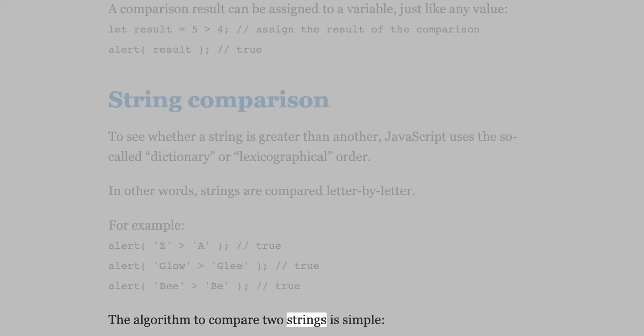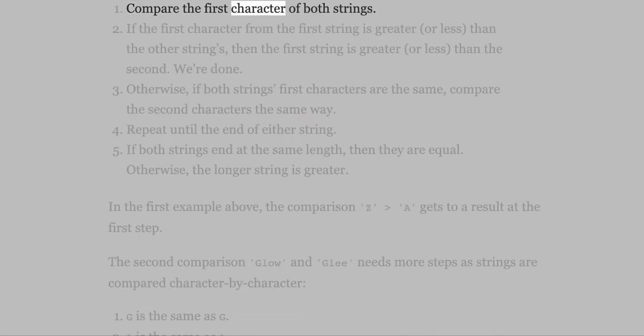The algorithm to compare two strings is simple. Compare the first character of both strings. If the first character from the first string is greater, or less, than the other string's, then the first string is greater, or less, than the second. We're done. Otherwise, if both strings' first characters are the same, compare the second characters the same way. Repeat until the end of either string. If both strings end at the same length, then they are equal, otherwise, the longer string is greater.